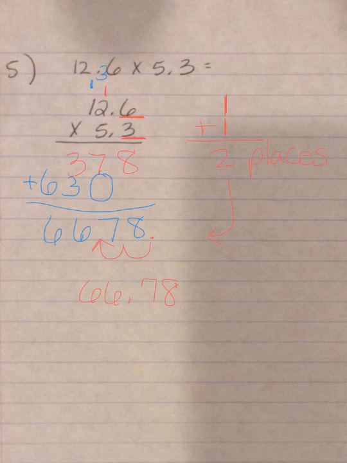And then I have to check for reasonableness, like I said. Does 66.78 make sense? Well, if I estimate or round, I say 12.6 is close to 13, and 5.3 is close to 5. So 13 times 5 gives me 65. 65 is close to 66.78. So I'm in good shape, I think. If I'd put my decimal in the wrong spot, my answer would not be close to 65.